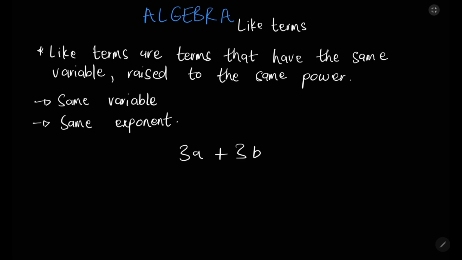Okay? If you have 3a plus 3b, how do we calculate this? We first check whether we have like terms. We have 3 and 3, we have a and b. So these are not like terms. If we have 2xy plus 2x, or let's say 2xy minus 2x, are these like terms? Let's check our variable. We have xy and x. These are not like terms.